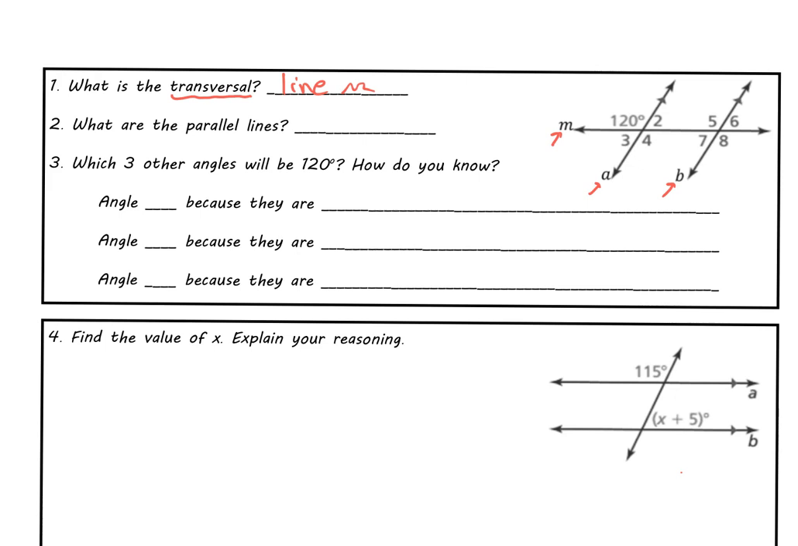So what are the parallel lines? Well, if you haven't noticed yet, there are little markings here, these little arrows. Arrow here, arrow here. That is the symbol that tells us that those two lines are parallel to each other. So the two parallel lines here would actually be line A and line B. Those are our two parallel lines.